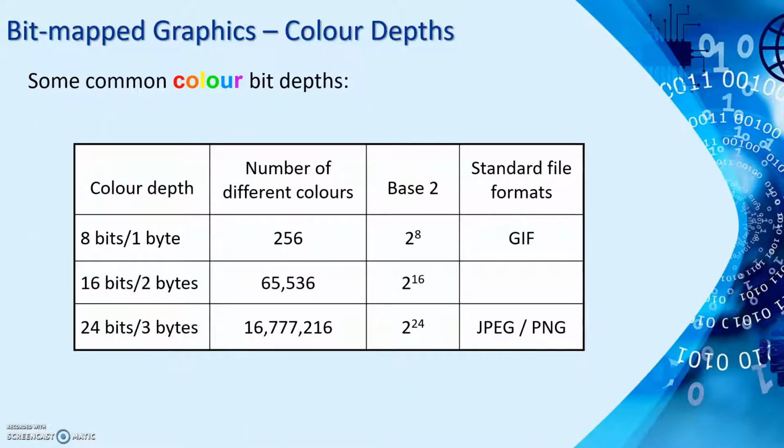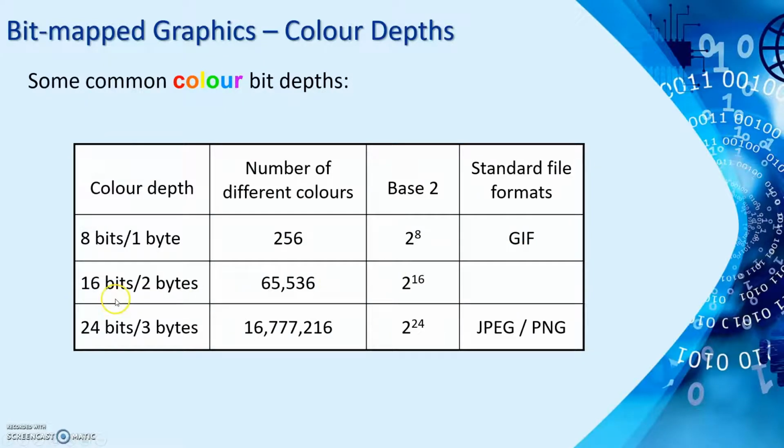So here's a little example of that. Colour bit depths. Now, sometimes it's known as colour depth, sometimes it's known as bit depth. It means exactly the same thing. You could have 8 bits for each pixel. And if you do the sum 2 to the power of 8, that will give you the answer 256. And that's the number of different colours you can have. And that is used for the standard file format GIF.